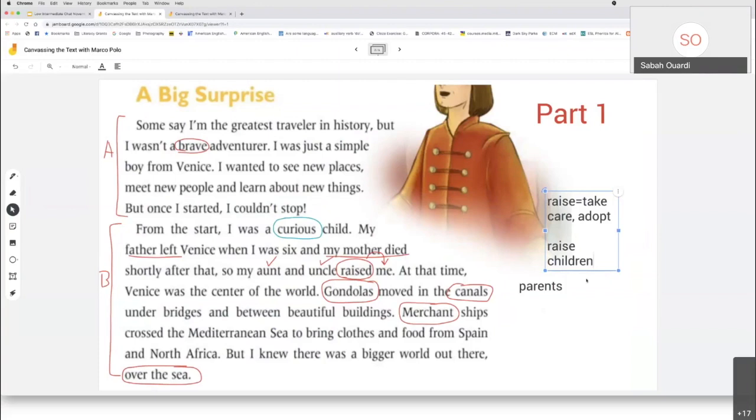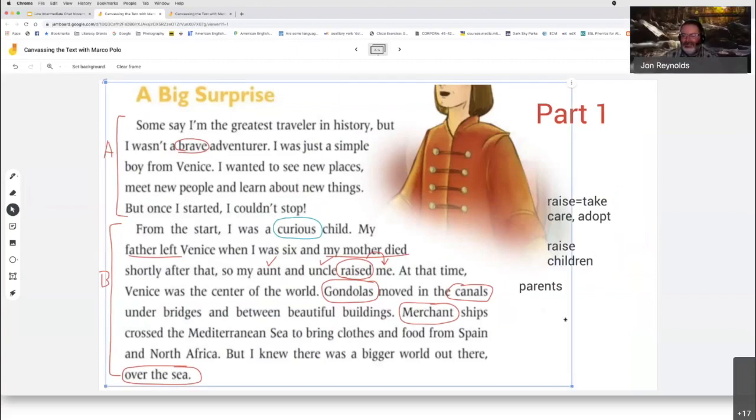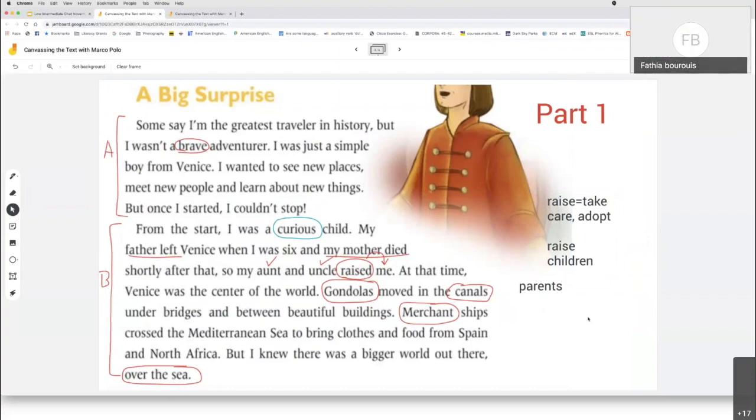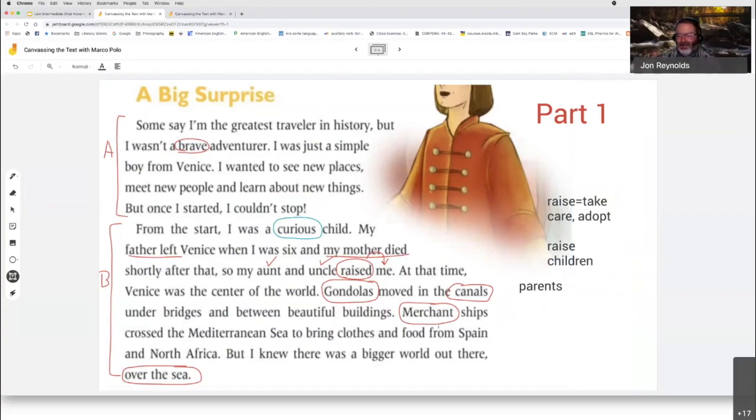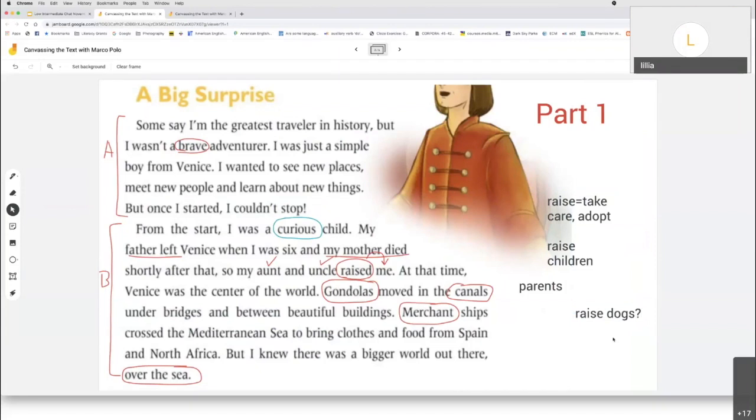Now, here's a question. Say it again. Make them grow. Yeah, the word grow is kind of similar to raise, isn't it? Now, here's a question. Do I raise dogs? What do you think? Are you sure? Like adopt? Well, I can adopt a dog. If they're at a shelter, I can adopt a dog. Do I raise dogs? No.